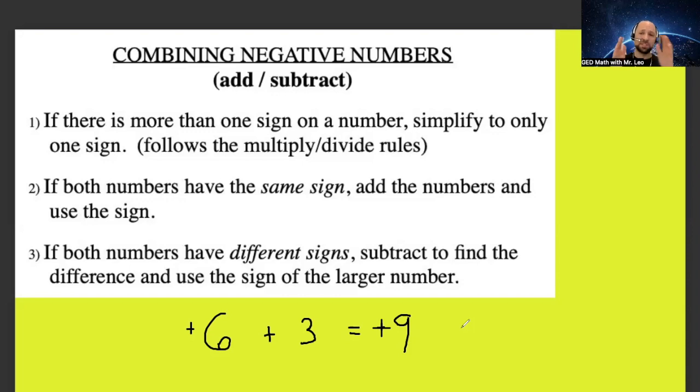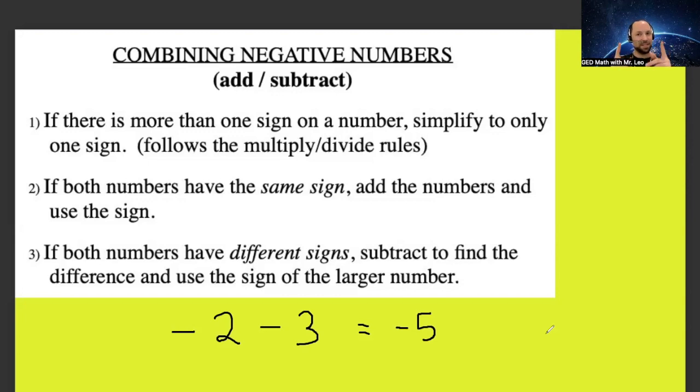Sometimes when you're doing work specifically on negatives, you're going to see a lot of plus signs hanging out, just to be clear. So this is one example of that. But I could have just as easily written this as 9. And remember, this is just regular math. Let's do another one. -2 minus 3. Take a look here. Do we have to simplify anything? Does each number already have one sign? Yes, they both have one sign. So let's go here to step 2. If both numbers have the same sign, add the numbers and use the sign. 2 plus 3 is 5, and we're going to use the sign. Final answer, -5.